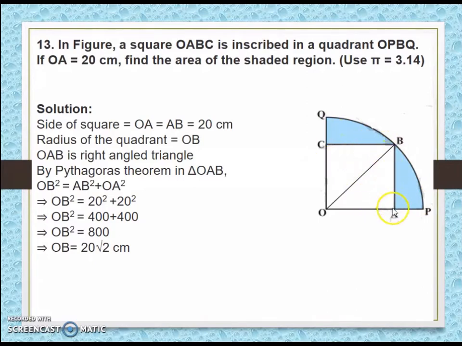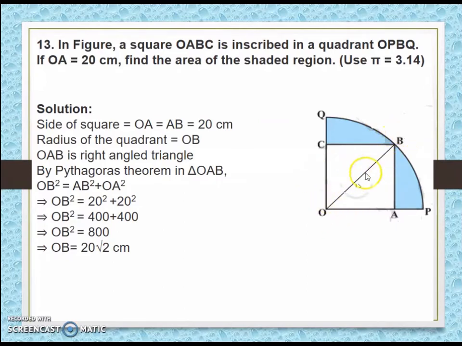Now the area of the square you can easily find out because the side has been given to you as 20 centimeter. So side into side you can find the area of the square. Now for finding the area of the quadrant, you need angle and the radius. So the angle is 90 degree because it's given it's a quadrant. Radius is what you have to find out. Radius is not given for the quadrant. So the radius is nothing but the diagonal of this square.